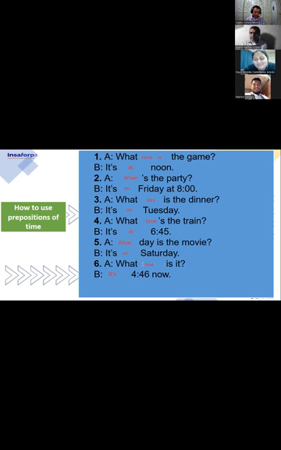Okay. So what time is the train? Jorge? It's at 6:45. Excellent, very good. Se me adelantaron, está perfecto. Ok, Griselda and Glenda, right? Number four, Griselda, you are A, Glenda is B. What day is the movie? No, no, no. Number four, right? Okay. What time is the train?